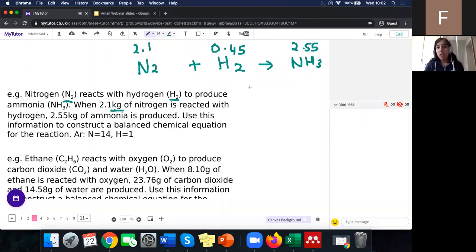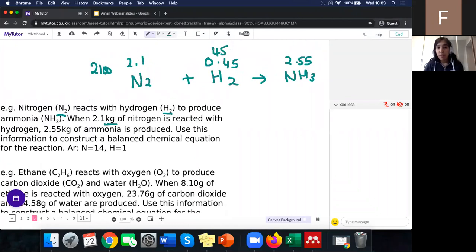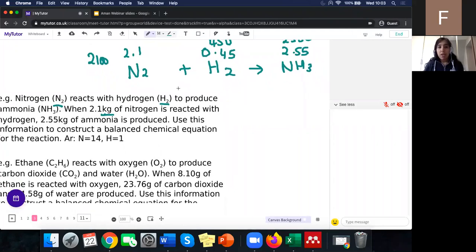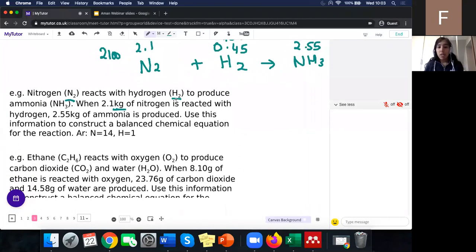The next thing to notice is that we're in kilograms. Remember the equation moles equals mass over the MR. We always use the mass in grams, so we need to convert these to grams. Remember, there are 1,000 grams in a kilogram. So to convert to grams, this would be 2,100, this would be 450, and this would be 2,550.